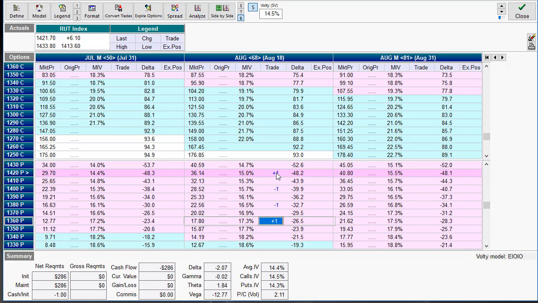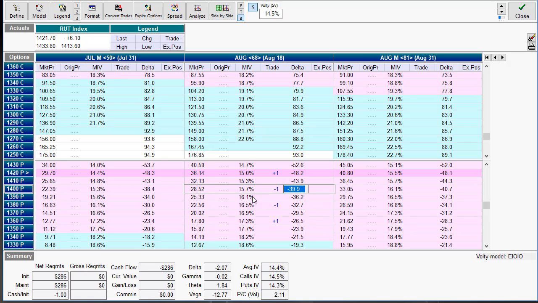So, instead of having the 1420, 1400, 1380 butterfly, which again, a butterfly can also be considered a condor because the put debit spread and the put credit spread are the same working parts here to this setup. It's just when the short strikes are the same on the put debit and the put credit spread, we call it a butterfly. It's the simpler way to refer to it. So I'm sure you already know that.